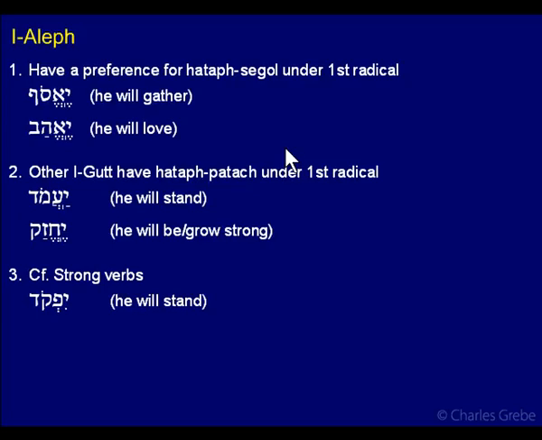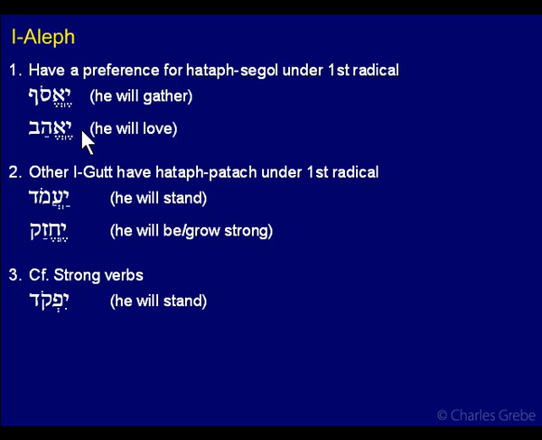First Aleph. Now we'll look at the first Aleph verbs. These are also first gutturals, but they have one peculiarity. They have a strong preference, first Aleph verbs do, for a chataf segol under the first radical. Okay? Under here, under the Aleph. And because of that, its prefix vowel goes to a segol as well for the imperfect, for the prefix forms.